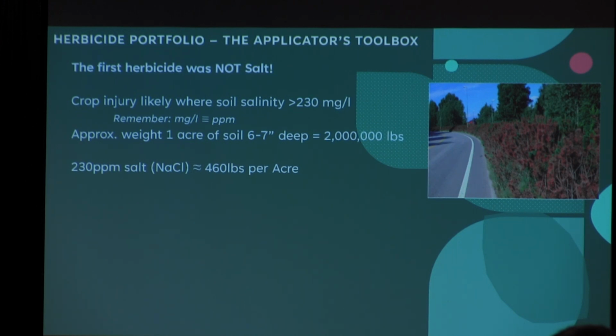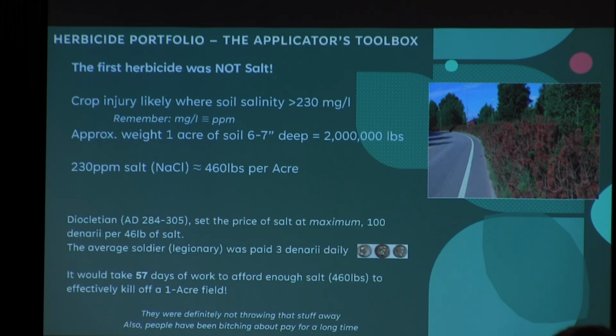We don't normally see crop injury as a result of salinity or sodium chloride until we hit about 230 milligrams per liter, or 230 parts per million salt concentration. Well, if you remember that an acre of soil, 6 to 7 inches deep, that ag layer, the estimated weight of that soil is about 2 million pounds. So if we had to hit 230 ppm, remember the minimum concentration for salt injury, I'd have to put about 460 pounds of salt per acre out. Okay, not really hard to do that, right?